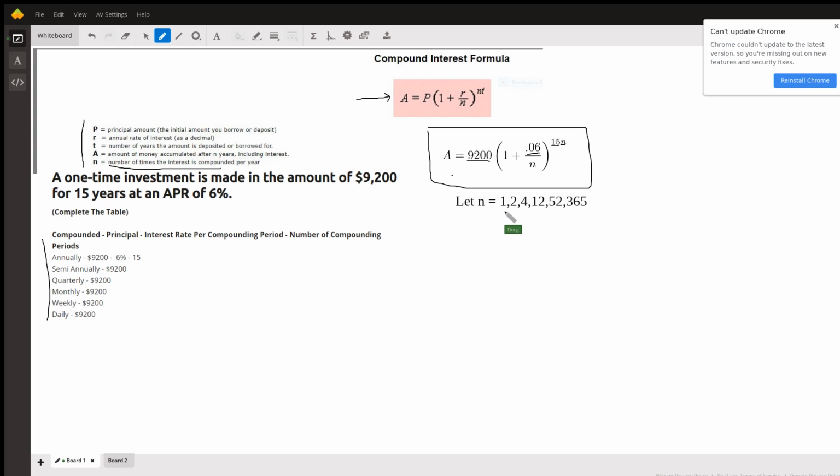So we want to let n equal 1, 2, 4, 12, 52 as if the interest is compounded weekly, and 365 days in a year compounded daily. Well, I don't know about you, but I don't want to go to the trouble of putting 1 in for n, 2 in for n, 6 different numbers for n. I'd rather use a calculator.